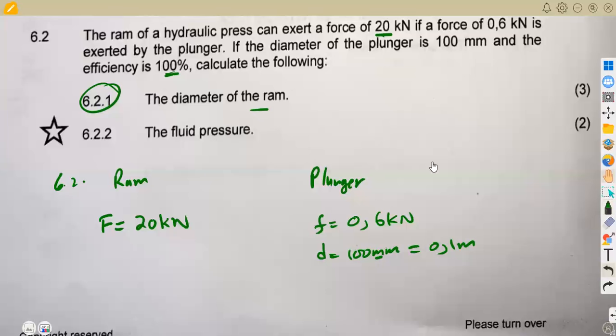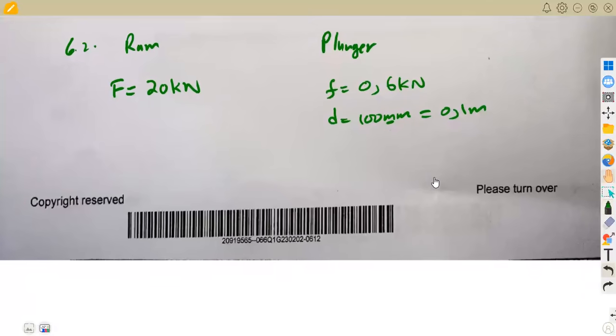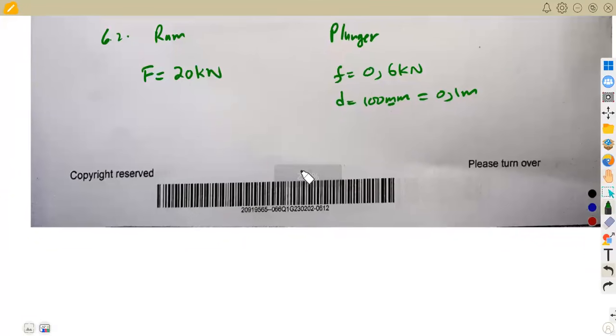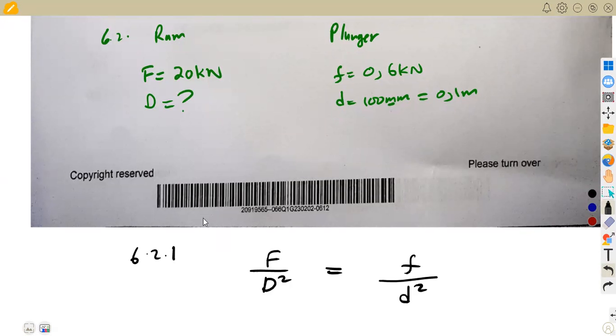Oh, okay, how can we calculate the diameter of the ram? Remember, we can connect the force and the diameter in this case. Remember your formulas, it's going to be 6.21: the force on the ram over the diameter squared of the ram is equal to the force on the plunger over the diameter squared of the plunger. So this is our ram, and this is our plunger. The question is to calculate the diameter. We want to find this.